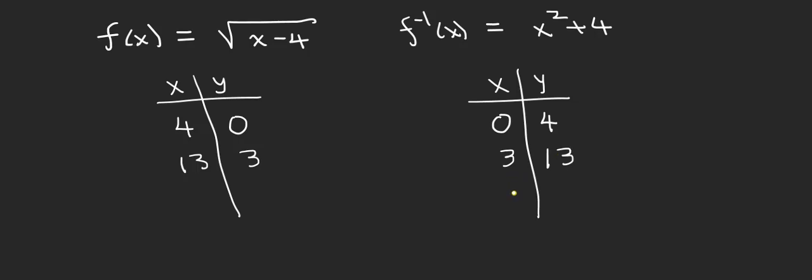Okay, what about when x equals 1 over here for f inverse? Then you get 1 squared, which is 1, plus 4 is 5. So that means when x equals 5 over here, 5 minus 4 is 1, and radical 1 is 1. So again, two functions are inverses of one another if the domain and range interchange.